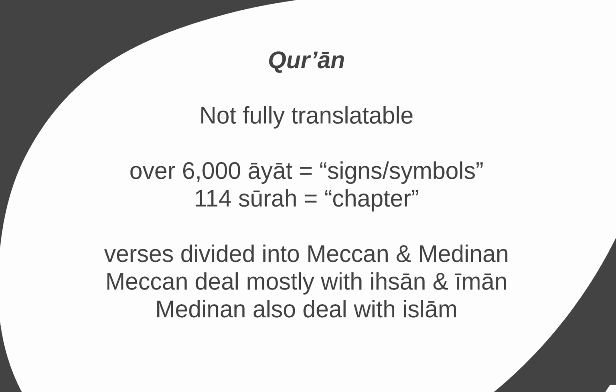So with this in mind, what is the structure of the Qur'an? It's a book of over 6,000 ayat, which literally means symbols, but is here translated as verses, and 114 surahs or chapters. The order in which they appear was arranged at the direction of the Prophet under divine inspiration. They are not arranged according to the chronology of revelation.